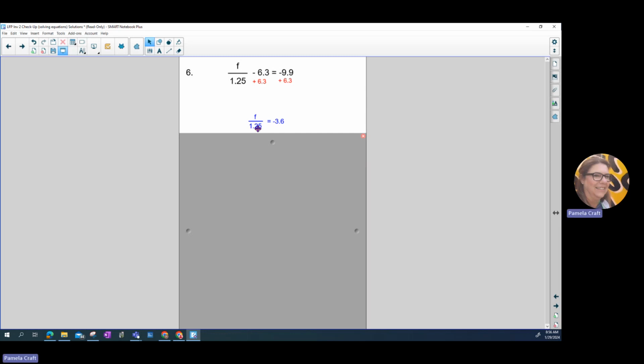This is division by 1.25. So to undo that division, we're going to multiply both sides by 1.25. And this will simplify to just 1F. And negative 3.6 times 1.25 is negative 4.5. So F is equal to negative 4.5.